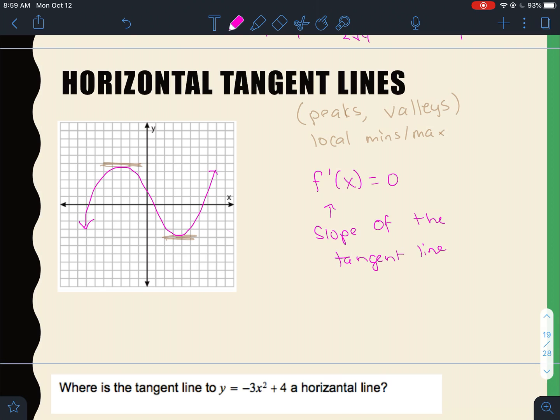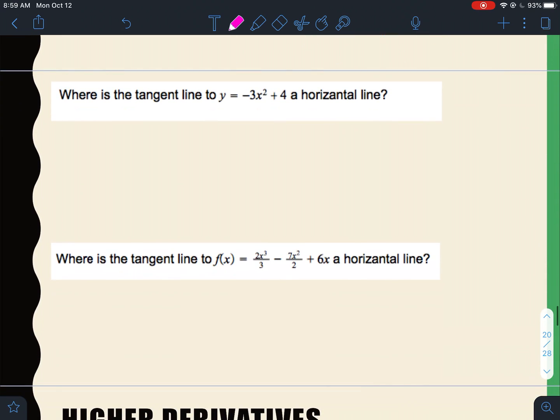So we need to know when the derivative is equal to 0. So when will the tangent line be horizontal? For this to be true, you need the derivative to equal 0. So our first step is we need to find the derivative. So the derivative of this, y prime, is going to equal negative 6x. We need this to equal 0. So we need the derivative to equal 0 for there to be a horizontal tangent line.